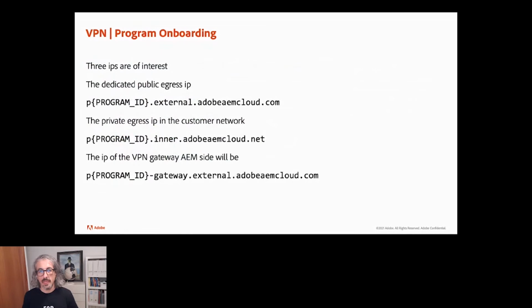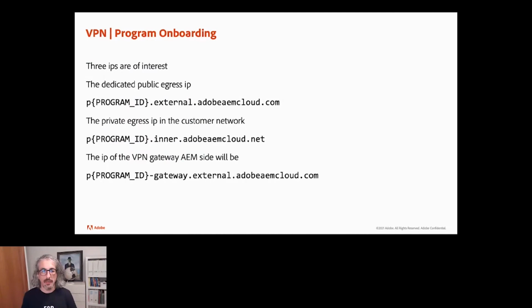On VPN, there are 3 IPs that are interesting. First is a dedicated public egress IP. Like in the previous case, you get a dedicated egress IP. All the traffic that is going to the internet goes out with this public egress, with the same setup as dedicated egress IP in the previous section.